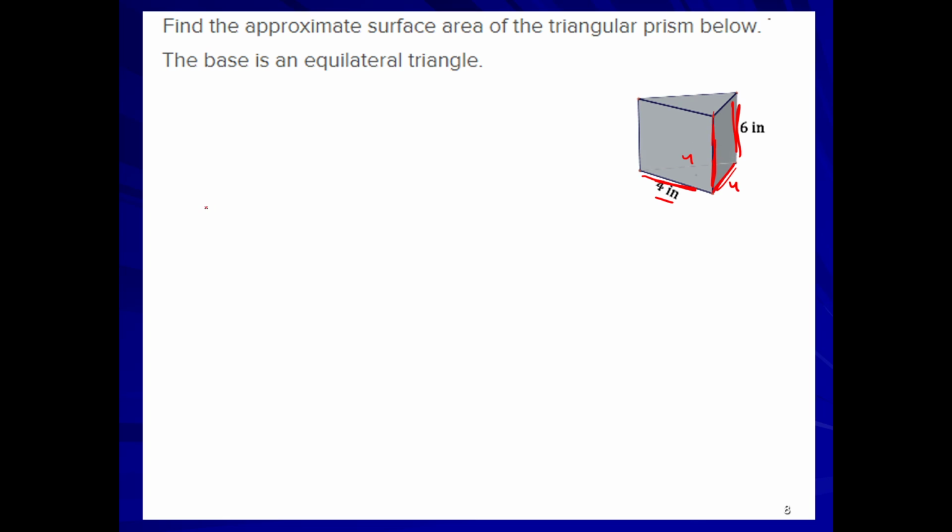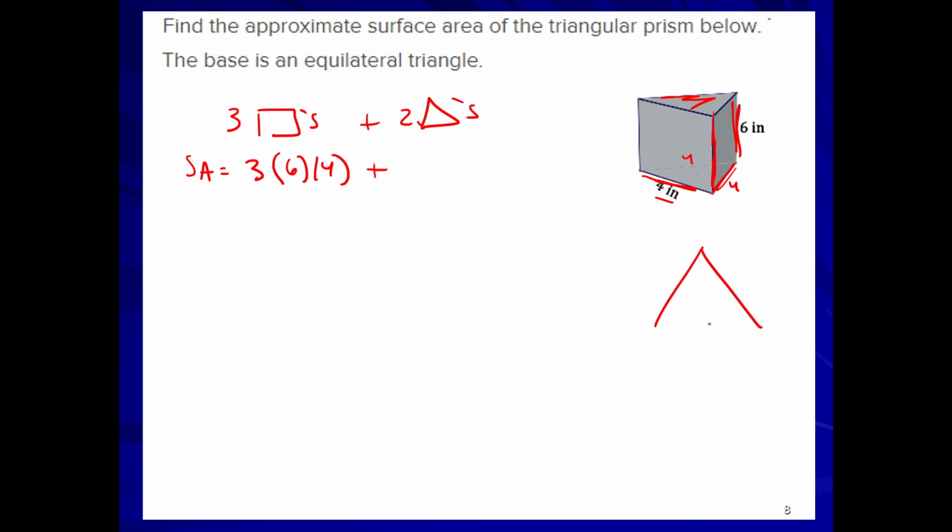So let's take care of that. Now, how many? There'd be 3 of those, right? So we'll say 3 times 6 by 4. That takes care of the rectangles. But now we need to add up, there's also these 2 triangles. For that, we need to know base times height. Well, it might help to draw it like this.